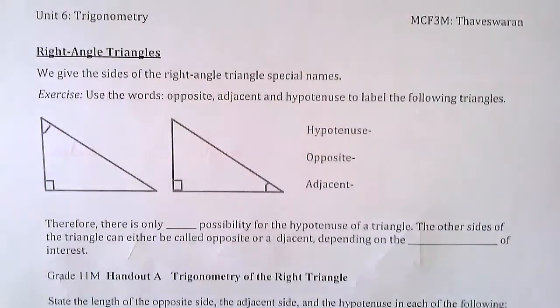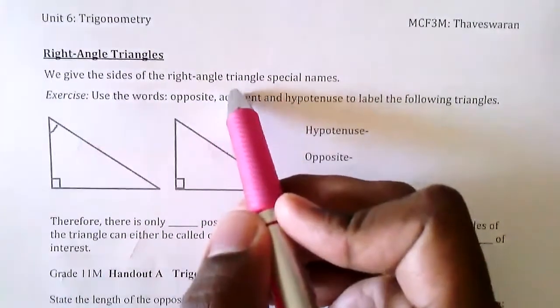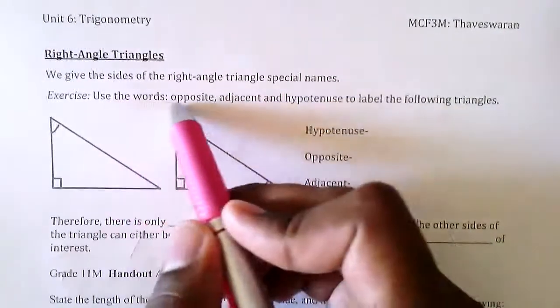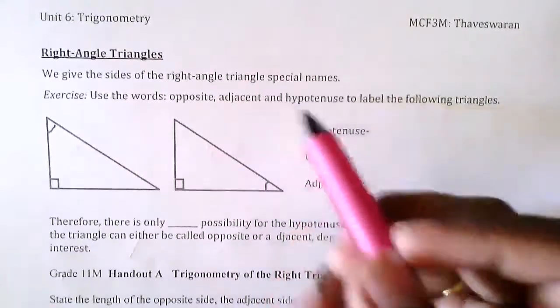So now we're going to focus on right angle triangles. Remember, these are triangles that have at least one 90-degree angle. As it mentions here, before we actually move on, the way this unit is separated is for the first 3 or 4 lessons, we're going to focus exclusively on right angle triangles. And then for the last 2 or 3 lessons, we'll focus on the acute as well as the obtuse triangles. So right angle triangles, we give the sides of the right angle triangles special names. So exercise, use the words opposite, adjacent, and hypotenuse to label the following triangles.